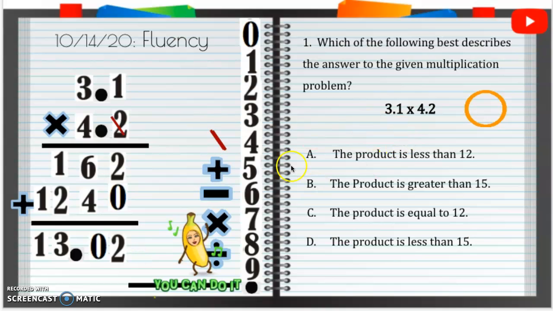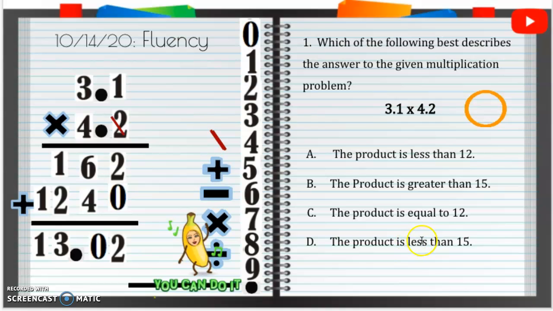Now, let's take a look at these answer choices. A says the product, so when we multiply, that's the answer, the product, is less than 12. Is the 13 2/100 less than 12? No, 13 is bigger, right? How about it says the product is greater than 15? No, it's not 15 yet. The product is equal to 12? Does it equal 12? No.